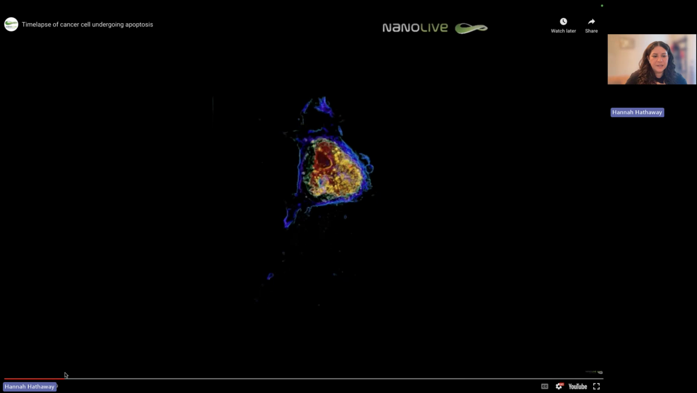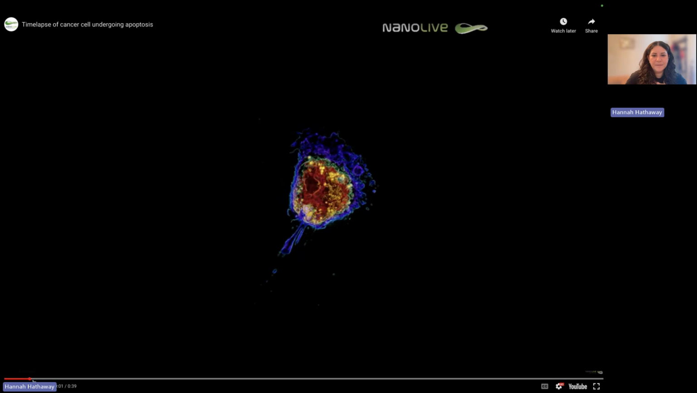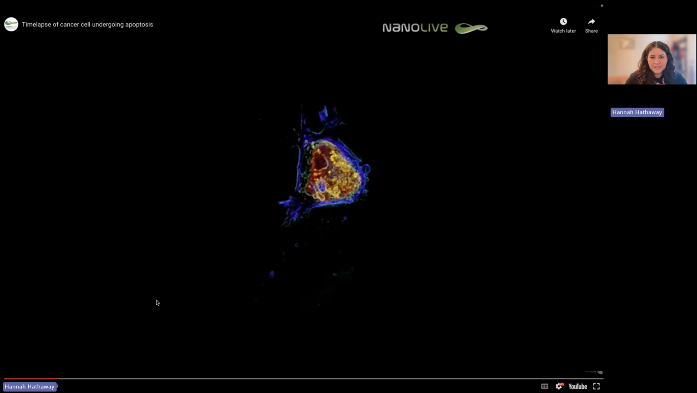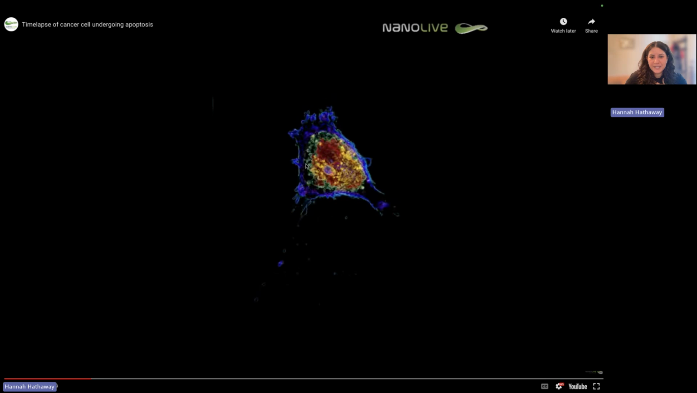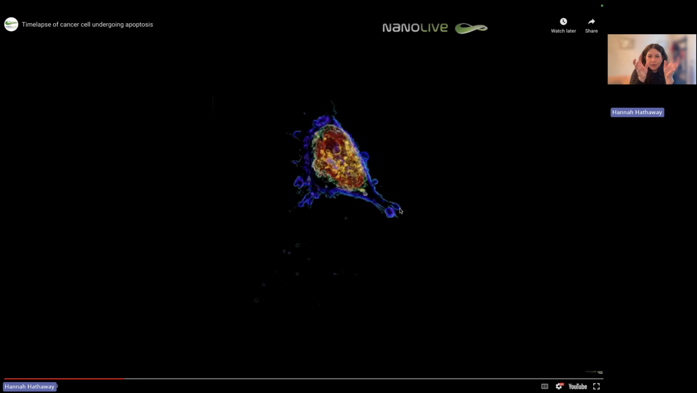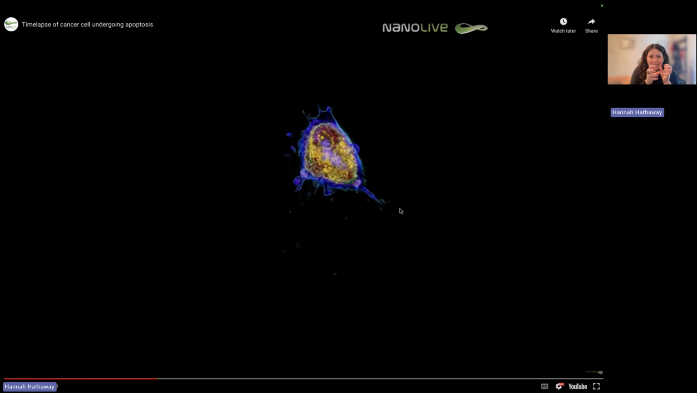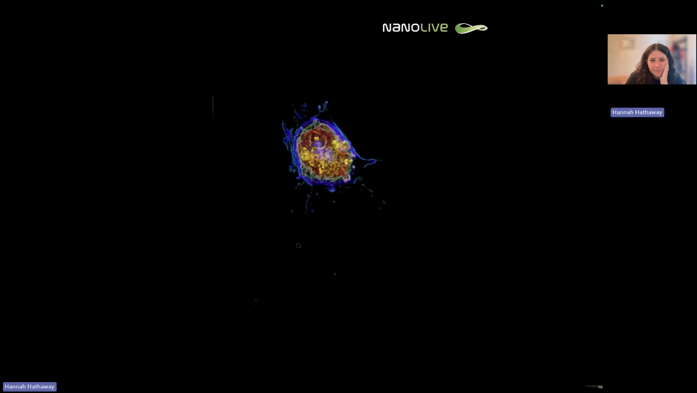Turn off the sound. Sorry, let me pause so we can get ourselves oriented here. So this is the cell. The blue stuff here is that cell's membrane. And then this reddy yellow stuff in the middle, that's essentially the nucleus. So what you can see is the cell's membrane, its little feet are starting to pull in. So the cell's kind of condensing itself and getting smaller.